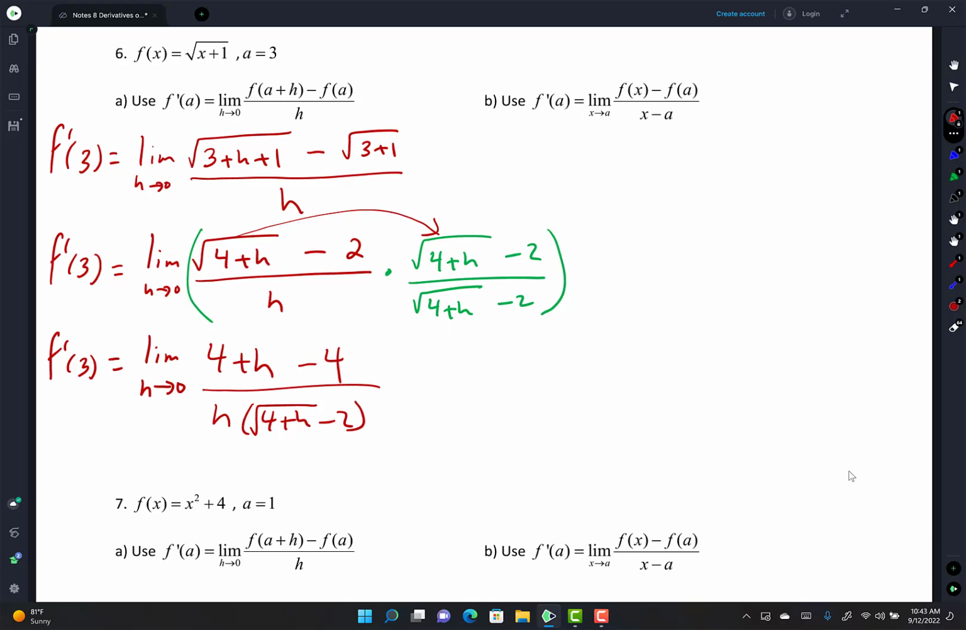Let me see. Where did I mess up? Oh yeah, you're right, man. I would have gotten it wrong. Thank you, miss. So it has to be multiplied by the conjugate, and I didn't. But now it's right.